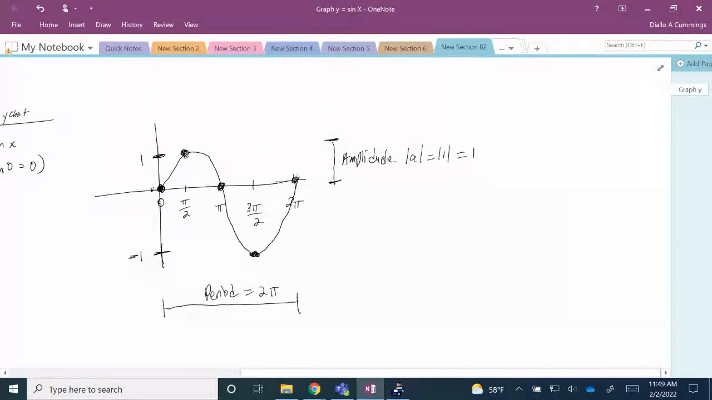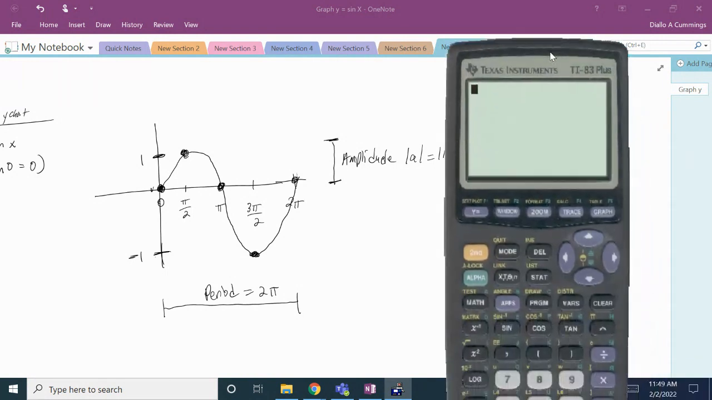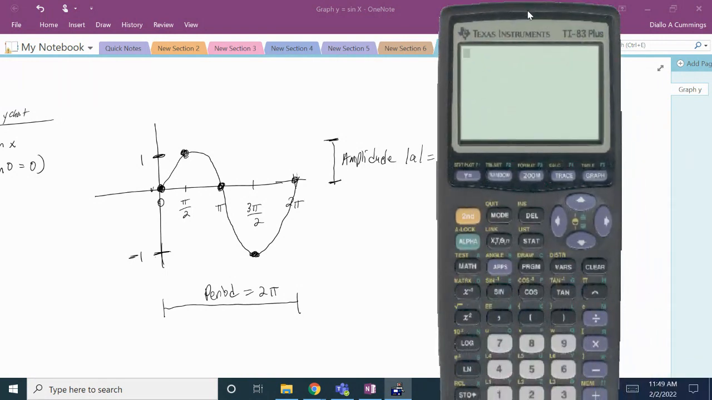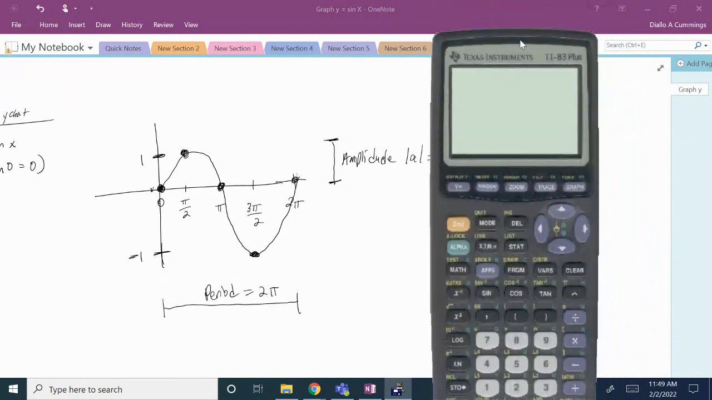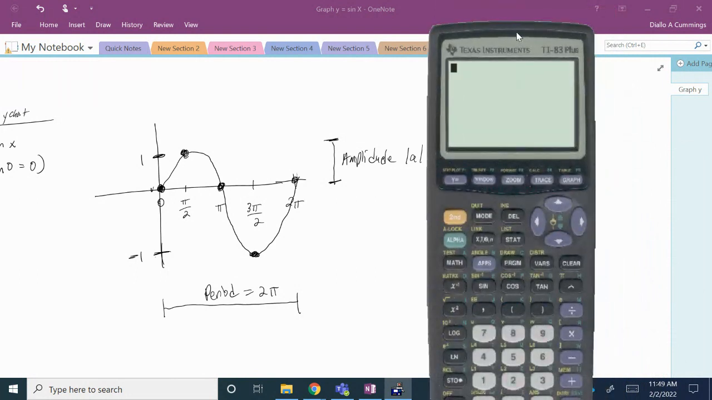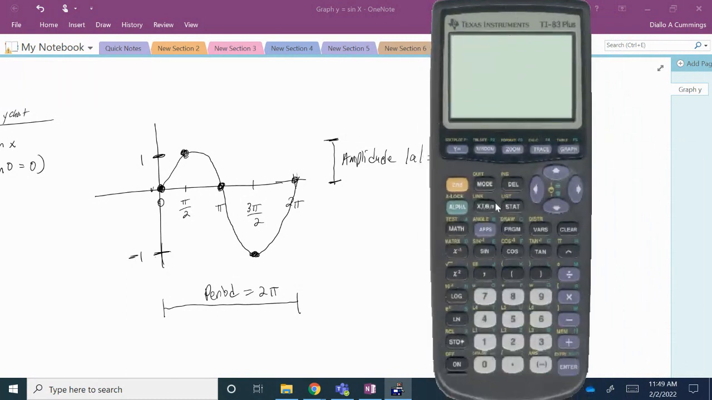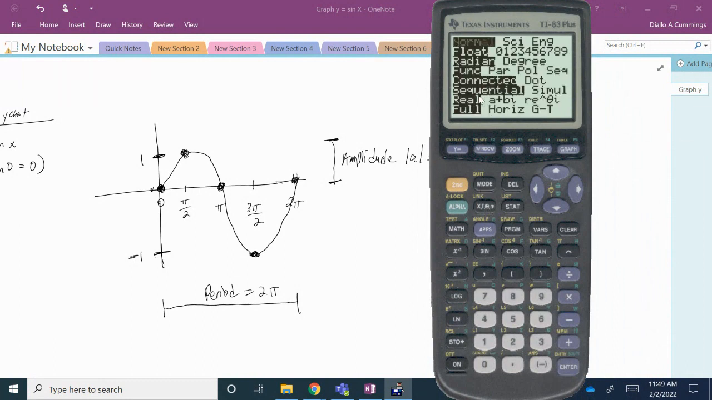So now we will graph using the calculator. All right, just a couple of things about using the calculator. When you graph trig functions on a calculator, you want to make sure, unless it's stated otherwise in the problem, that your calculator is in radian mode.